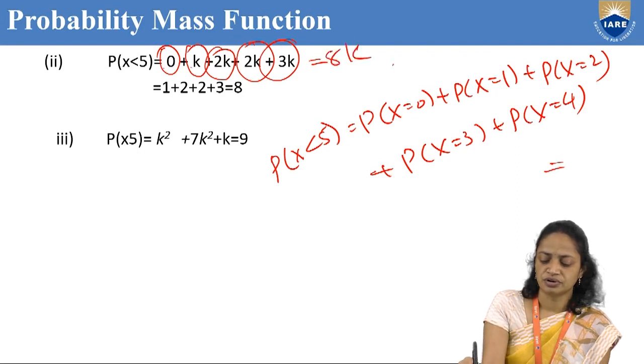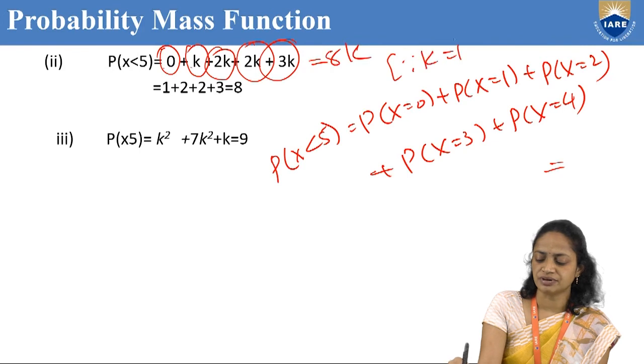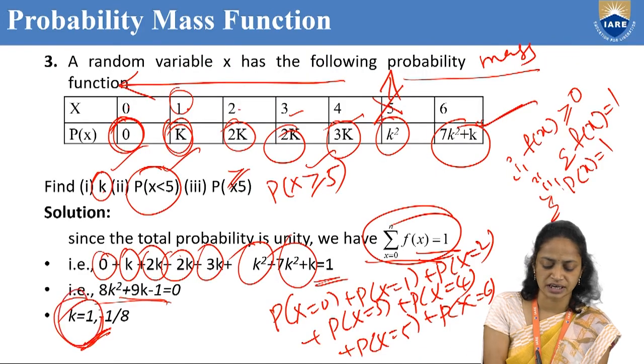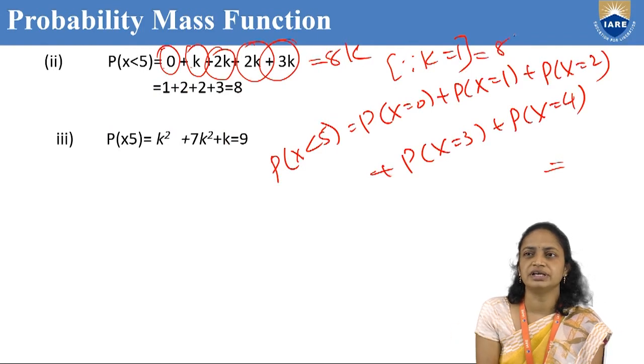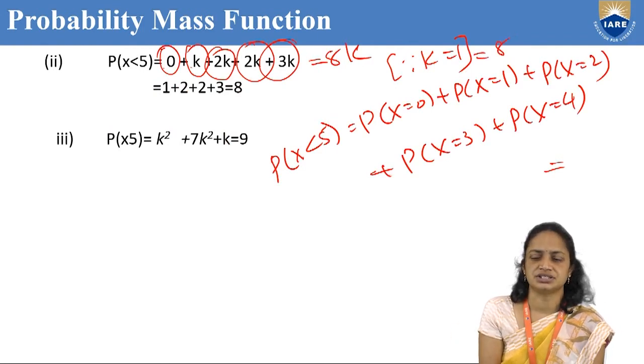8k. So we know that k value is 1. Already we have solved here, that k value is 1. So substitute the k value here. Then we will get the answer as 8.